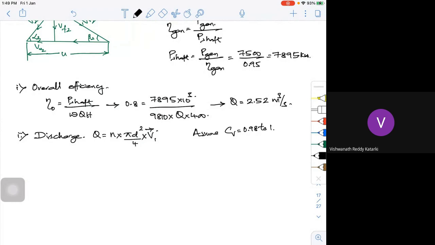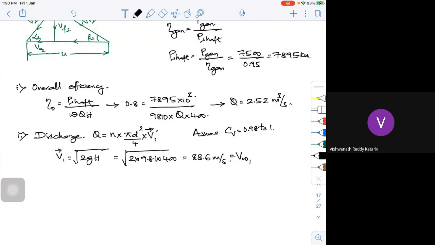If I take CV equal to 1, because we have already taken 0.98, then your velocity V1 is simply root 2gh, that is 2 into 9.81 into 400. If I take the root of it, I am getting 88.6 meters per second, which is also equal to VW1. If I take 0.98, this number will be less than 88.6, it would have been 86.8. It all depends on what value you are taking. If I take CV equal to 0.95, this number will come down.